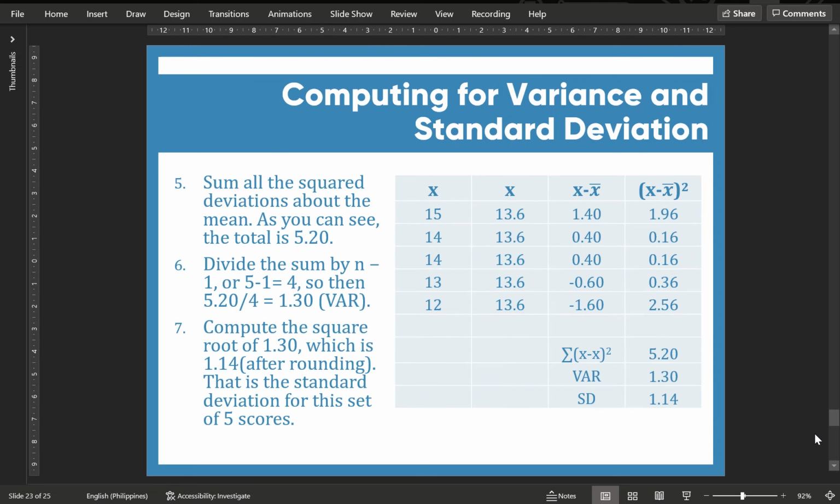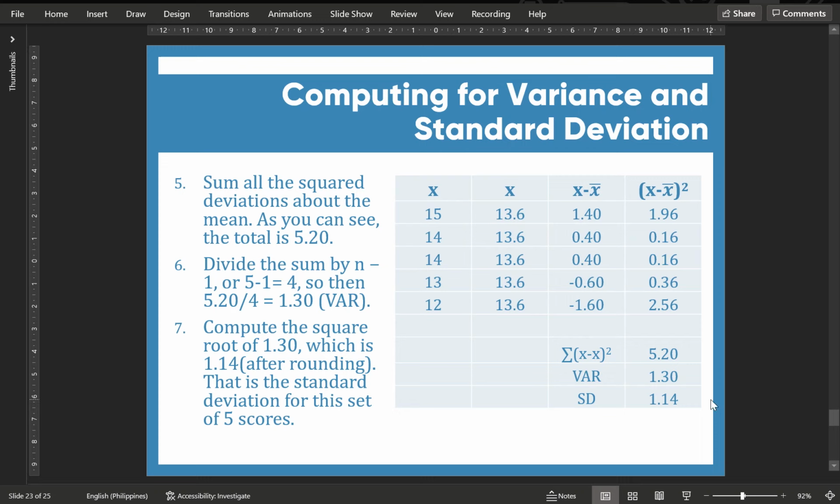And then we sum all the squared deviations. We compute the variance by dividing it by n minus 1. And we compute the standard deviation by taking the square root of the variance. Now, let's go to the Excel.